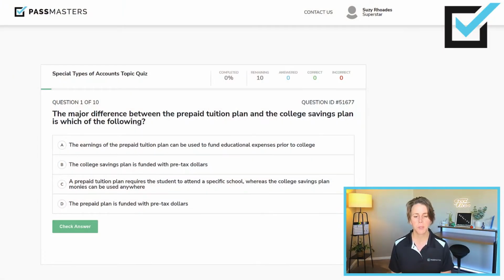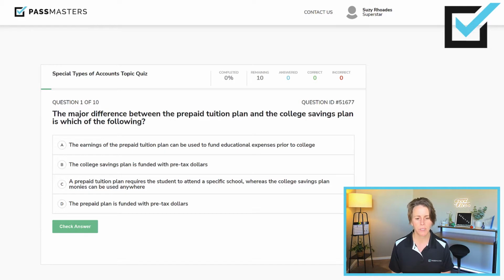The major difference between a prepaid tuition plan and the college savings plan is which of the following? The earnings of the prepaid tuition plan can be used to fund educational expenses prior to college. Let's keep going. The college savings plan is funded with pre-tax dollars. No, neither of them are. A prepaid tuition plan requires the student to attend a specific school, whereas the college savings plan monies can be used anywhere. That's a big difference, and that is a true statement.